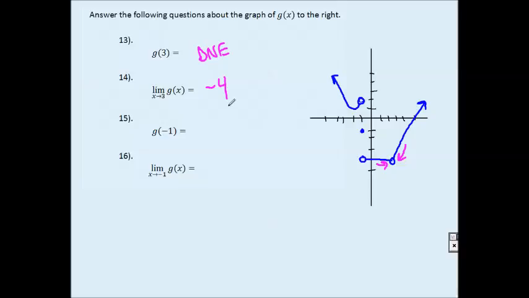For g of -1, I have open circles, I do have one closed circle though, so g of -1 is -1. And as I approach -1 though, here I'm going up to 2, and here I'm going to -4.